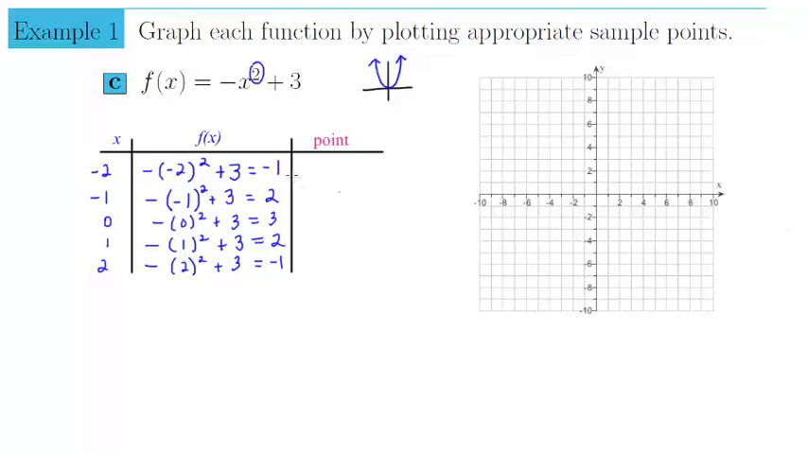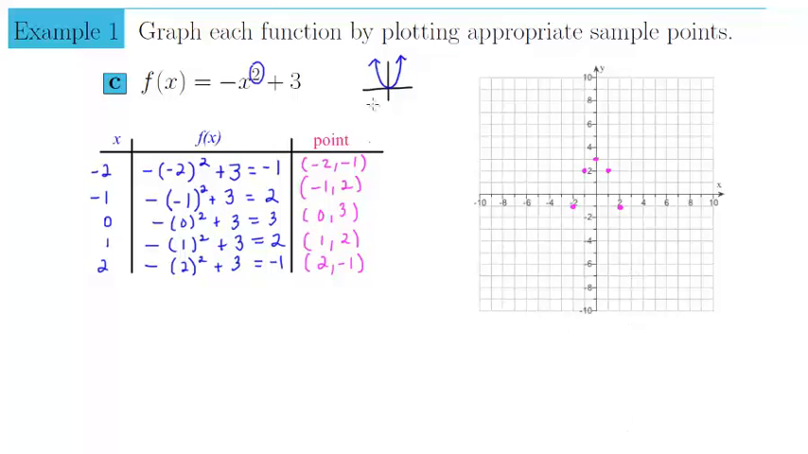All right, so let's go ahead and write our points. Let's see, we have -2, -1. We have -1, 2, etc. Now we got to actually plot these on our coordinate grid here. So -2, -1 is right about here. -1, 2 is right about here. 0, 3 is right about here. 1, 2. 2, -1.